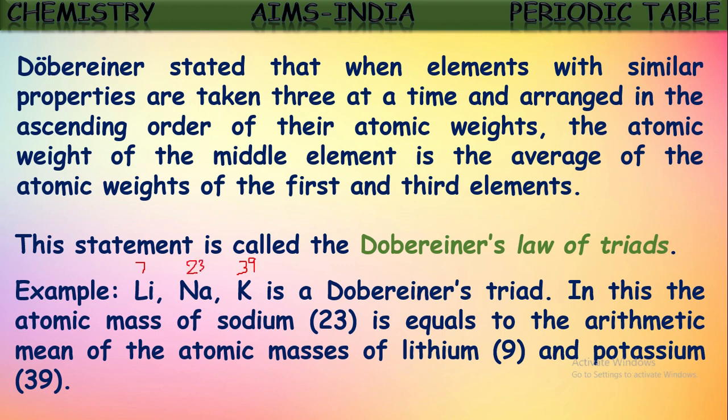Now the atomic weight of the middle element, sodium, is equal to the arithmetic mean of the atomic masses of lithium and potassium, that is, the first and third elements. We take the average of these two elements, which is equal to the atomic weight of sodium, that is 23. In this way, in all his triads, the atomic weight of the middle element is exactly equal or nearly equal to the arithmetic mean of the atomic masses of the remaining two elements.